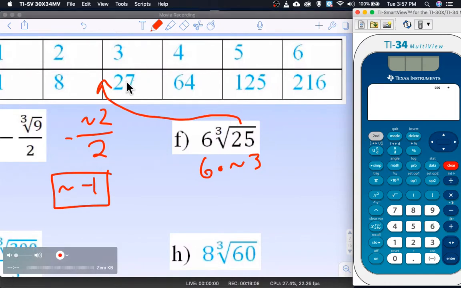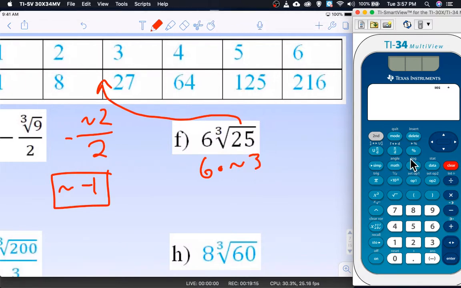25 is about 27. I know this gives me exactly 3, so this will give me about 3, a little bit less, but about 3. So when I multiply, I'm going to get about 18. That's it.